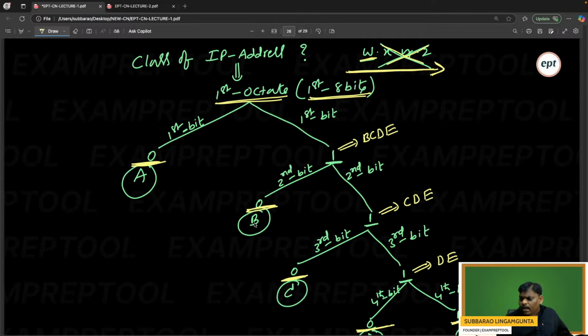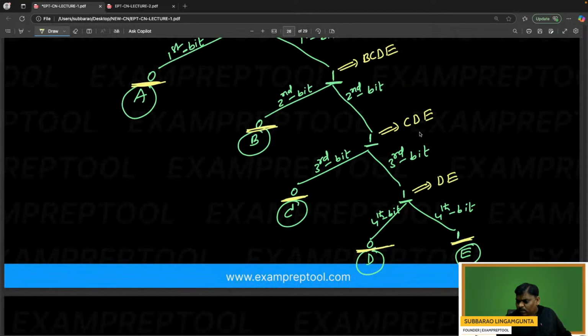Sir, for W, do I have to see all bits or what? No. By seeing the first 4 bits, you can decide. Now remember, out of those 8 bits, if the first bit is 0, it is A class. If the first bit is 1, the answer is B, C, D, E, it can be anything. If the second bit is 0, it is B class. If the second bit is 1, the answer can be C, D, E.